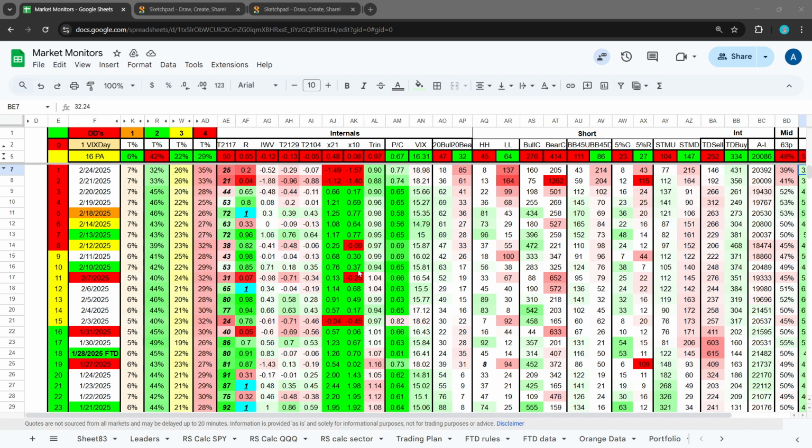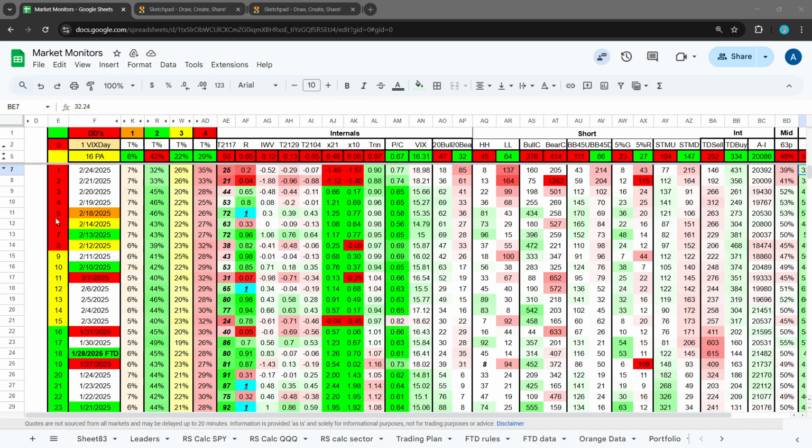Explaining all these columns and just how this market monitor works, like what are all the colors and all that stuff. Okay, so here we go. I'll just go left to right.